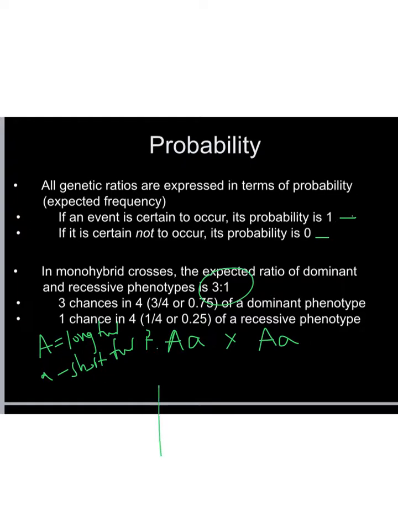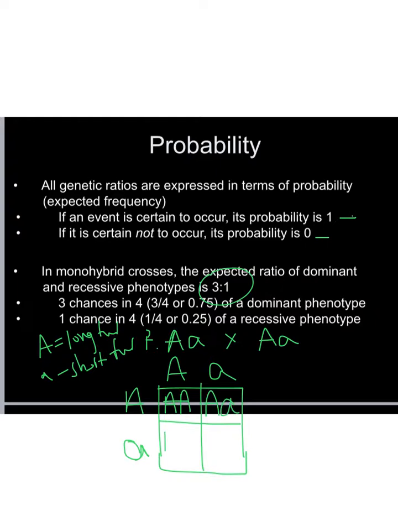When we get ready to do the Punnett square for these organisms, we put the possible gametes for one organism on the top, the possible gametes for the other organism down here on the side, and then we fill in the square. So that one would be big A, big A, big A, little a, big A, little a, and then little a, little a. So we have 4 possible outcomes here, 4 possible different genotypes that we could see.